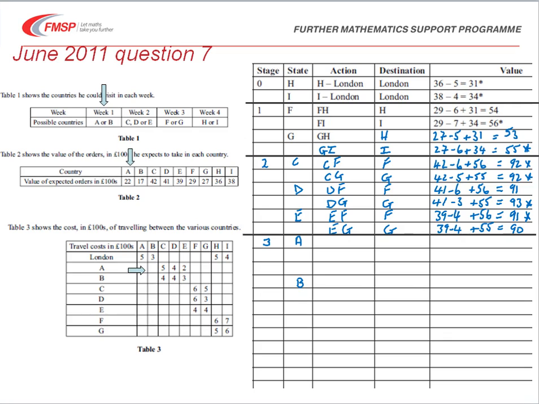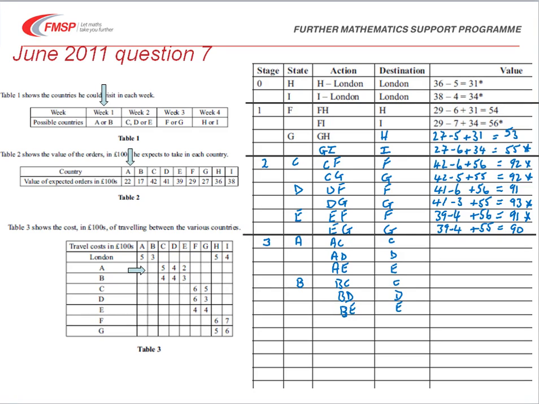The possible actions, of course, are A, C, A, D and A, E, with destinations C, D or E. And similarly for B, we can go B, C, B, D, and B, E, with destinations again C, D, and E.